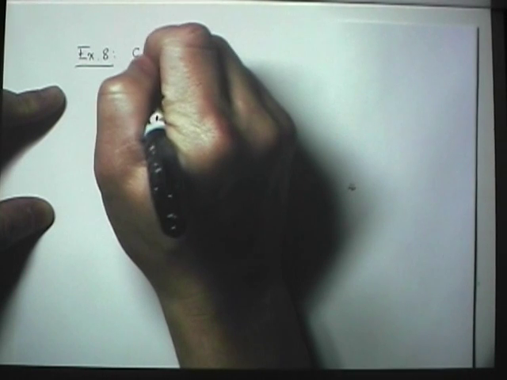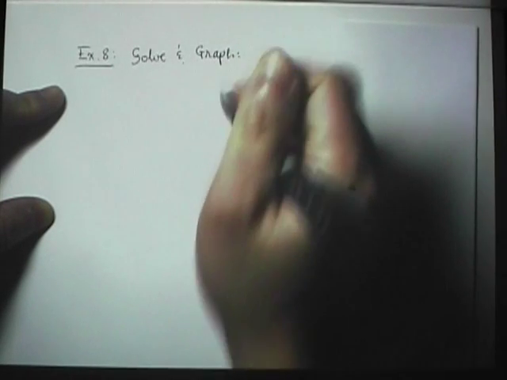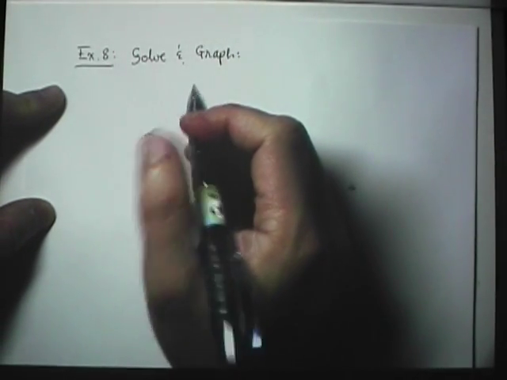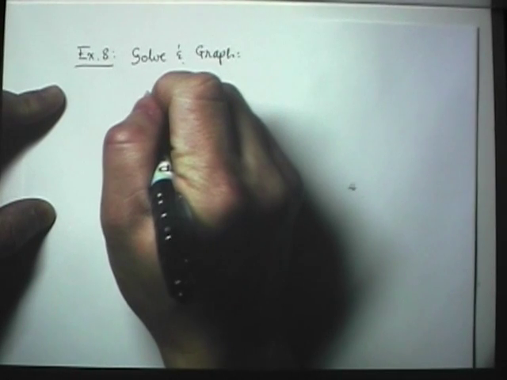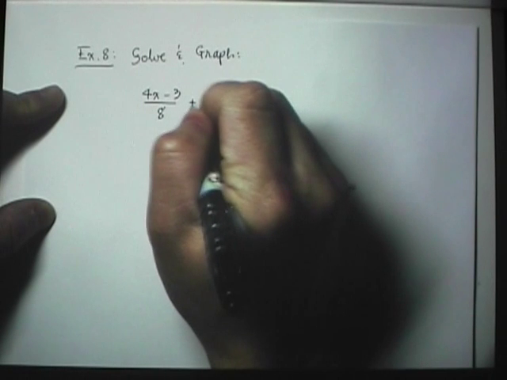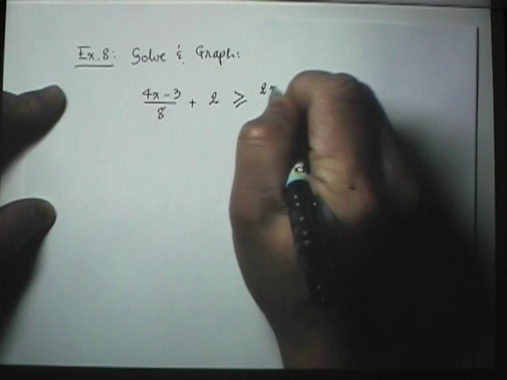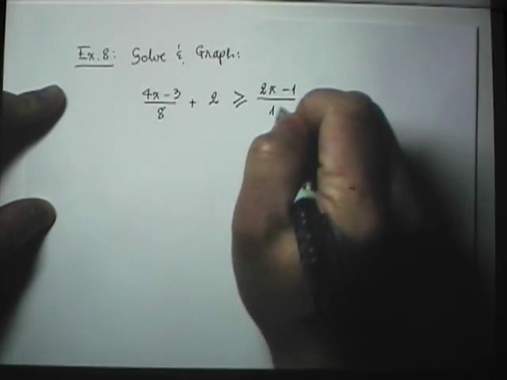Okay, so one last example for all these inequalities, solving linear inequalities here. Example number 8. We would like to solve and graph the inequality. What I have here is (4x minus 3) over 8 plus 2 greater than or equal to (2x minus 1) over 12.